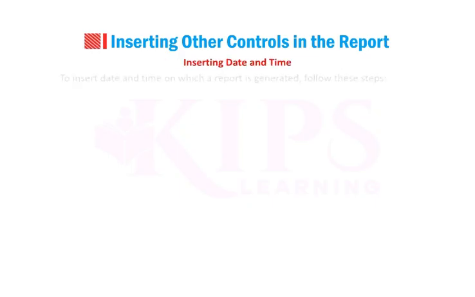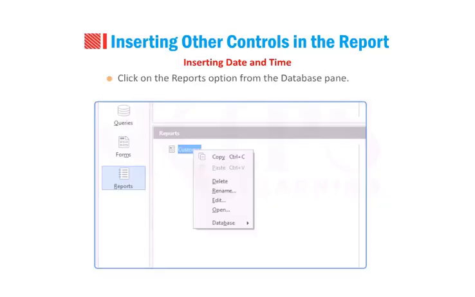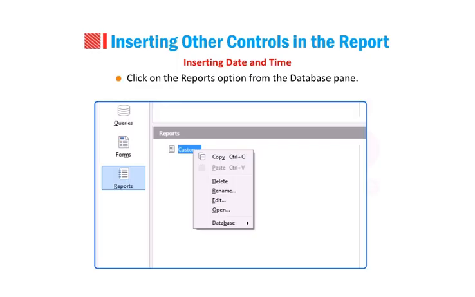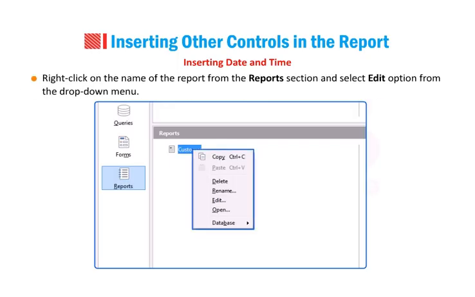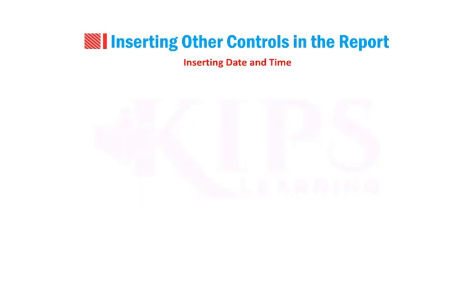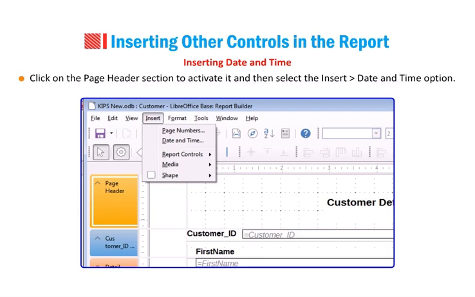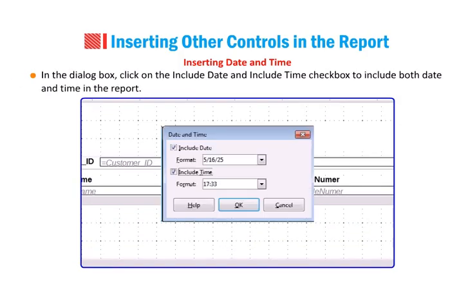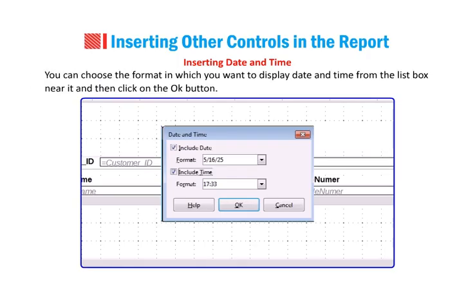Inserting date and time. To insert date and time on which a report is generated, follow these steps. Click on the Reports option from the database pane. Right-click on the name of the report from the Report section and select Edit option from the drop-down menu. Click on the Page Header section to activate it and then select the Insert Date and Time option. In the dialog box, click on the Include Date and Include Time checkbox to include both date and time in the report. You can choose the format in which you want to display date and time from the list box near it and then click on the OK button.